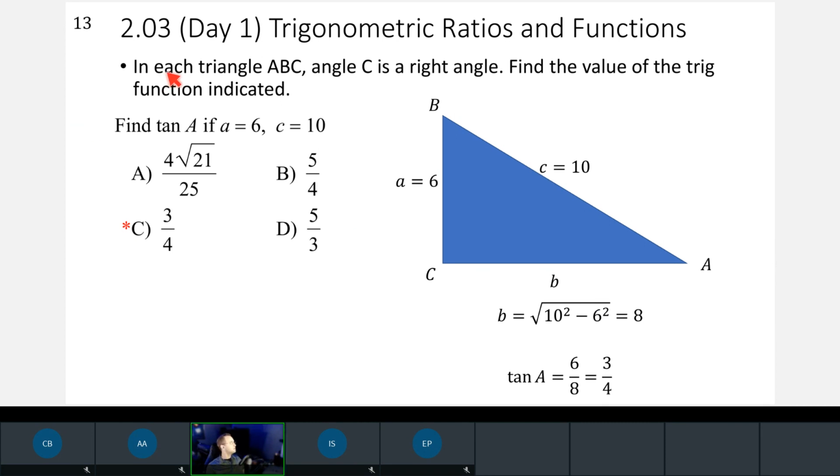Number 13. In each triangle ABC, angle C is a right angle. Find the value of the trig function indicated. So draw a picture. It does say C is the right angle, so that's why I put C here. A and B doesn't matter which is which.